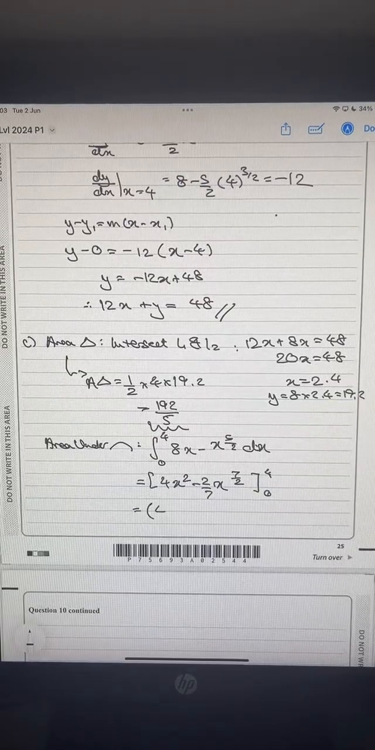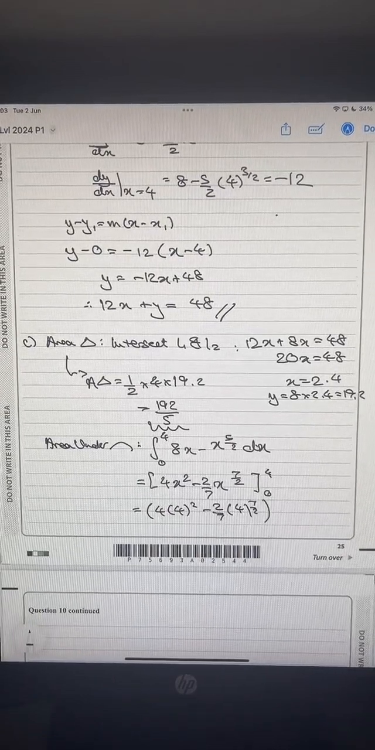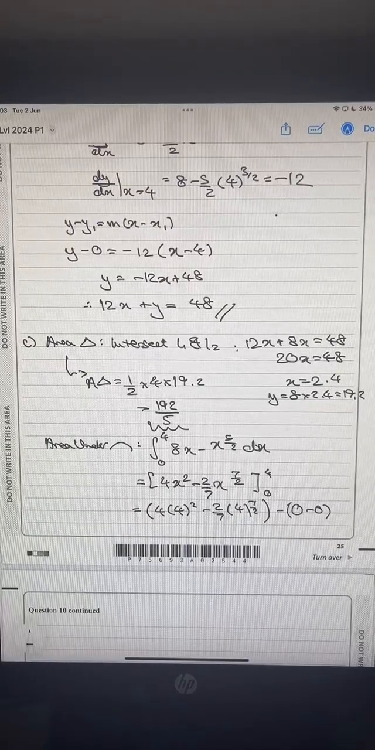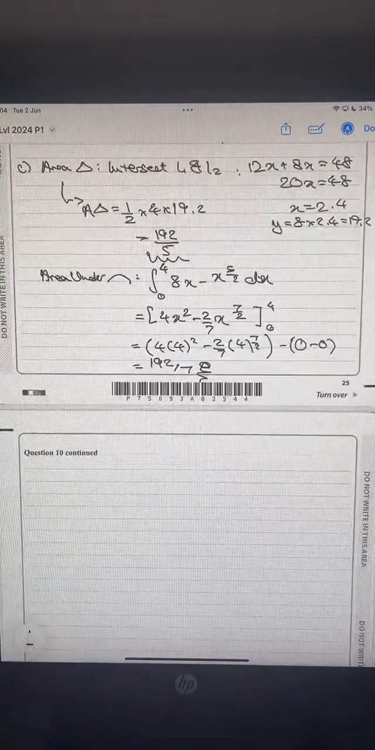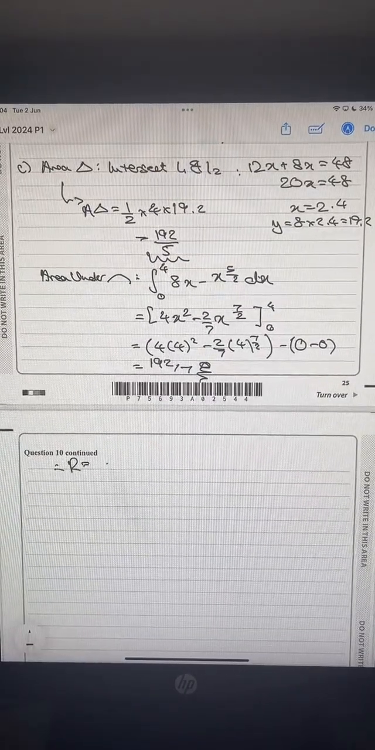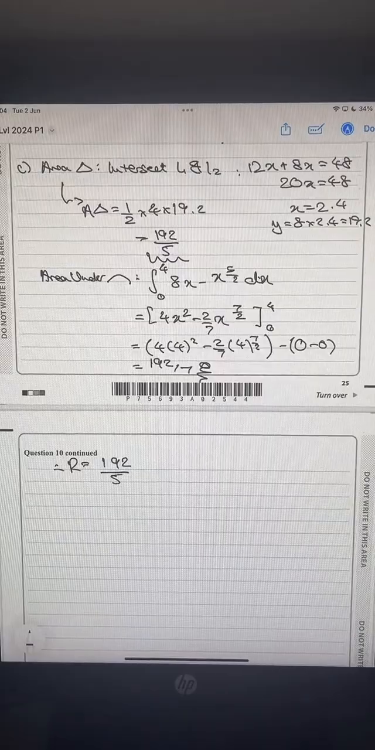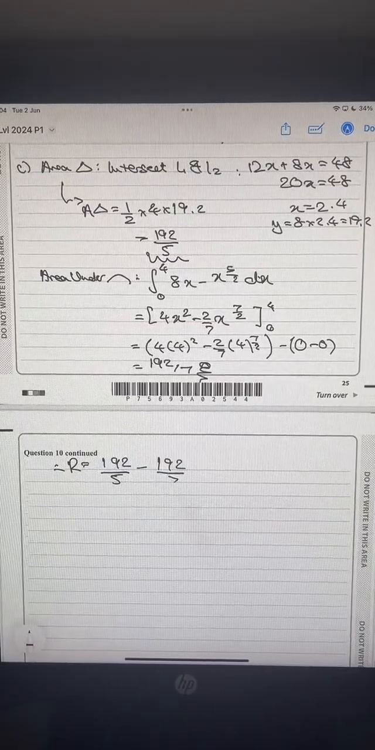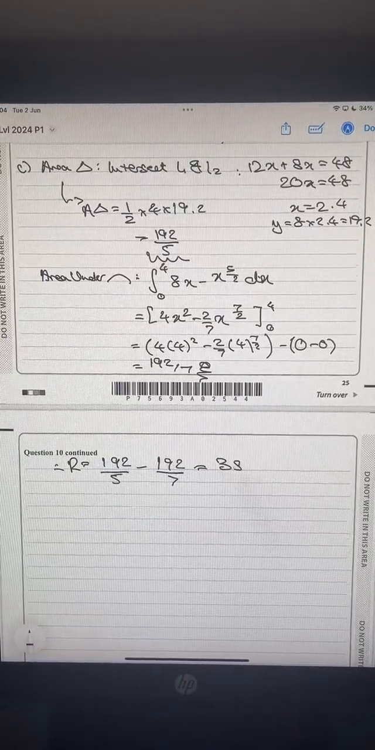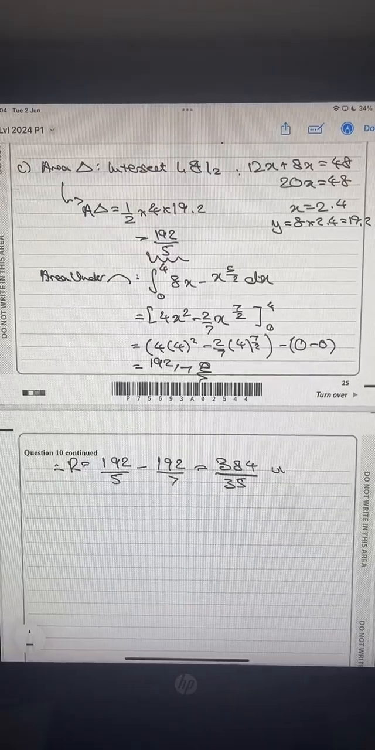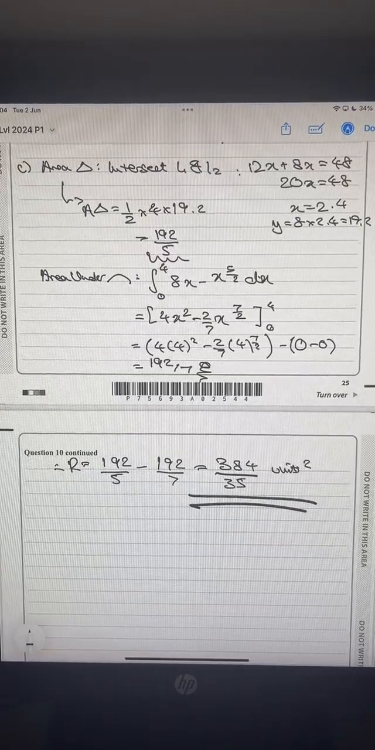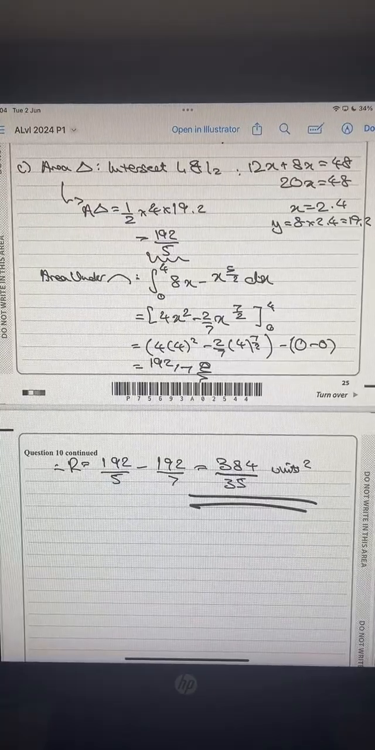We plug in our values, so 4 times 4 squared minus 2 over 7 times 4 to the 7 over 2, minus 0 minus 0, because if you put in 0 there, it's just 0. And then you have 192 over 7 as our area there. So therefore, R is equal to the area of the triangle, 192 over 5, minus the area under the curve, 192 over 7. That's going to be equal to 384 over 35 units squared. And that's your answer to part C. Very nice question.